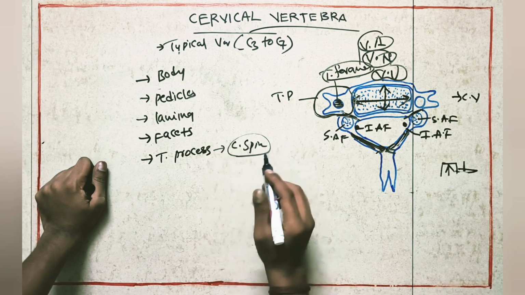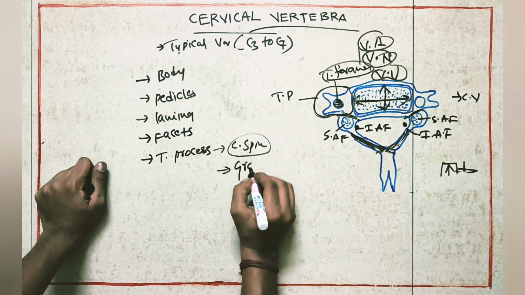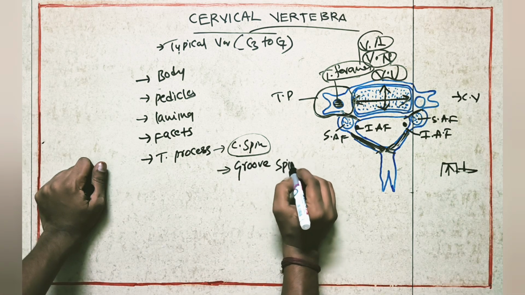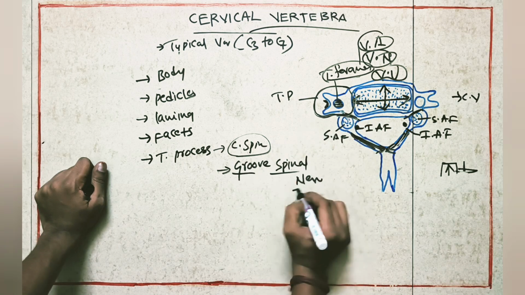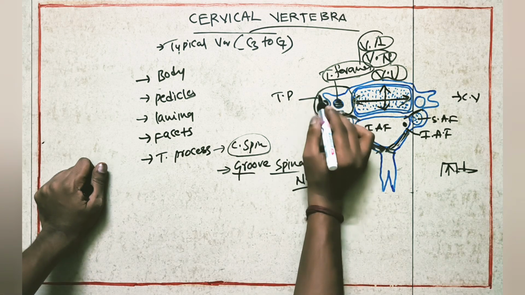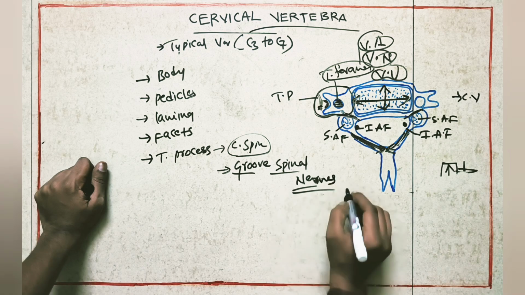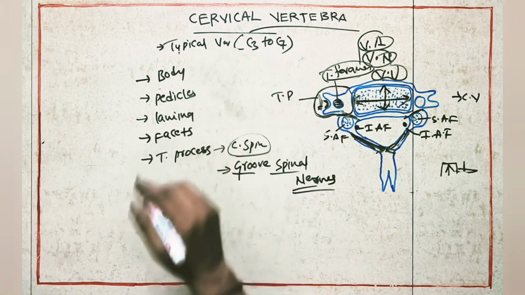And one more thing, we can see there is a groove for the spinal nerves on the transverse process. So nerves will pass like this. There is a groove for the spinal nerves on the transverse process of the cervical vertebra.